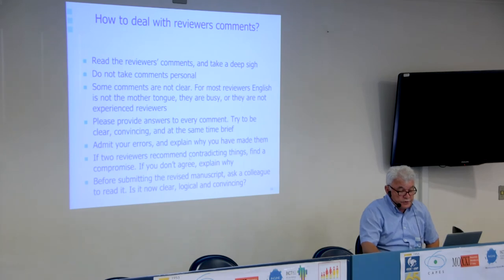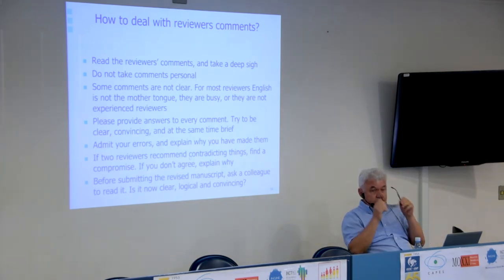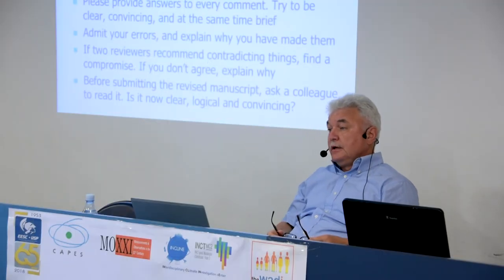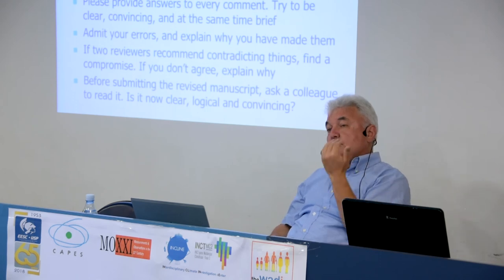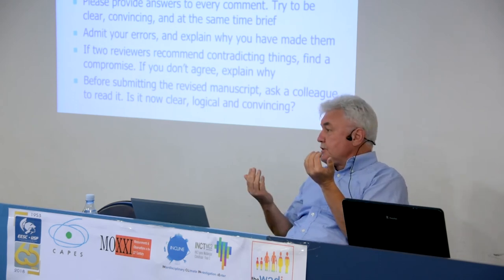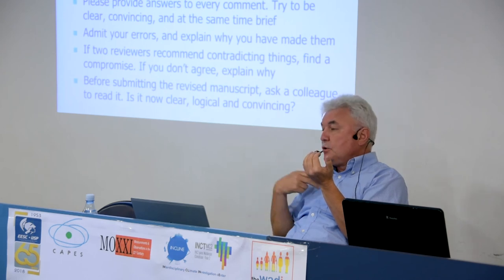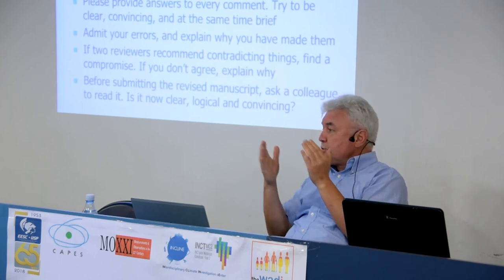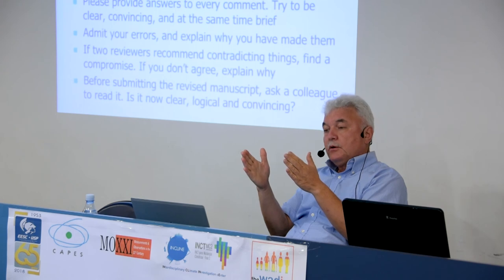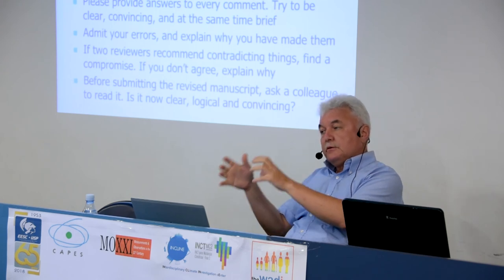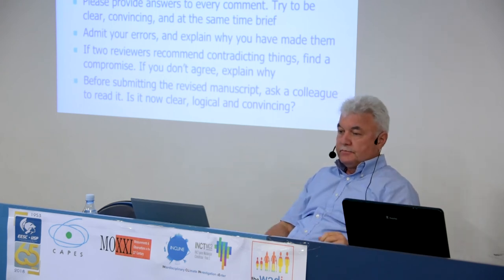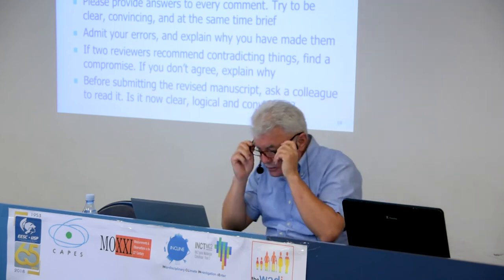Now, two reviewers may recommend contradicting things. Yeah, you have to deal with this. You can say, yes, you perhaps are right, and we understand what you're saying, but another reviewer said a bit different thing, and we also think differently. That's why we respect your opinion, but we would still like to keep it like this. You have to just explain and try to convince them.